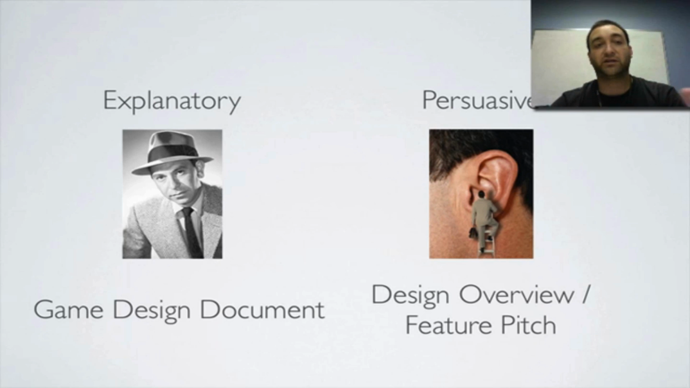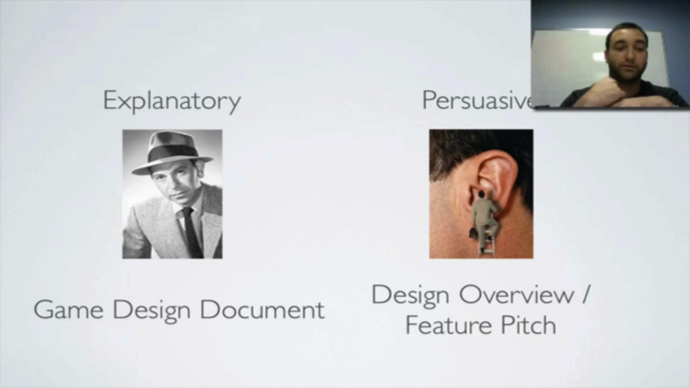So a game design document is explanatory. It's, you know, just, this is a picture of Joe Friday, right? Just the facts, right, from Dragnet. You want to know what it is, and I want to get in and get out, and just tell me what I'm going to make. Whereas the design overview or feature pitch is something that you're saying, well, this is what we want to make, tell me what you think.